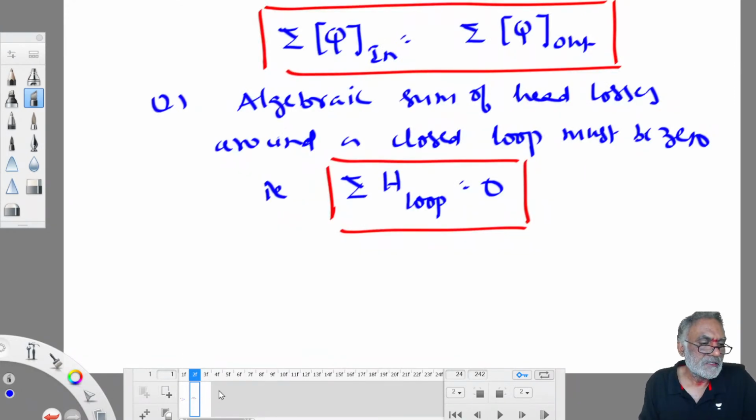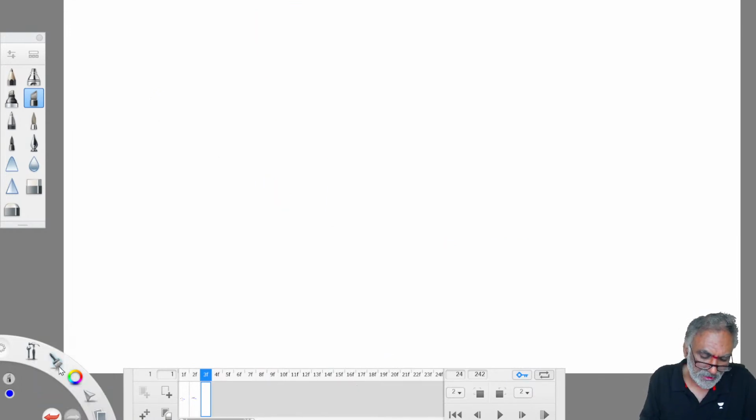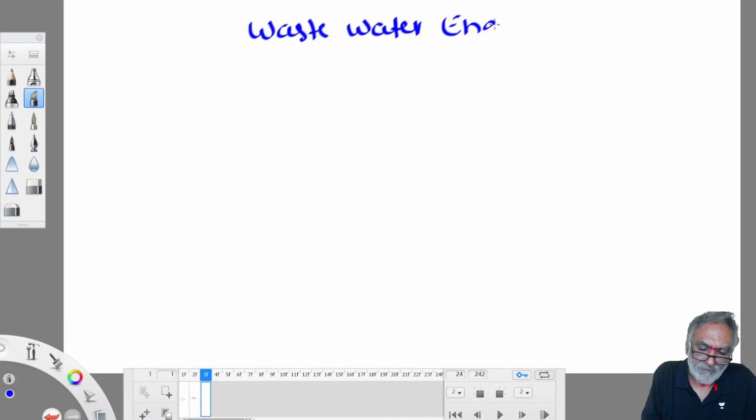Network will be given. Some missing data in a network you are expected to find out either using sigma flow in is equal to sigma flow out equation or algebraic sum of head loss around a closed loop must be 0. That's all. Coming to wastewater engineering.